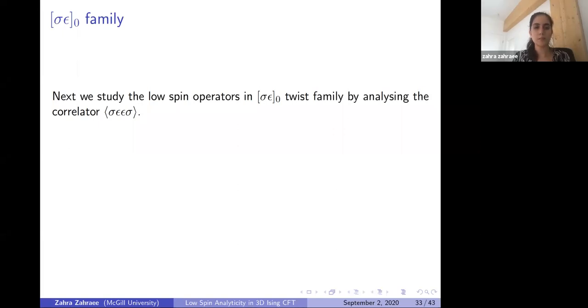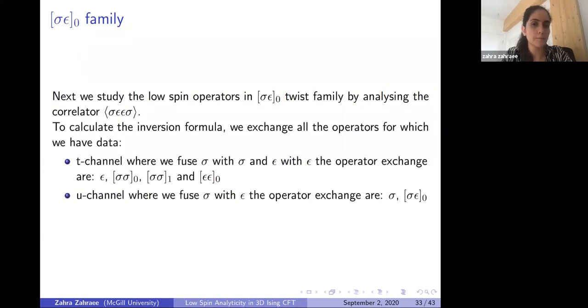So next we study the question of extending the analyticity for the sigma epsilon 0 family. We answered this question by looking at the sigma epsilon sigma correlator. Again, all operators we have are exchanged in the T channel and the U channel correlator to calculate the double discontinuity.